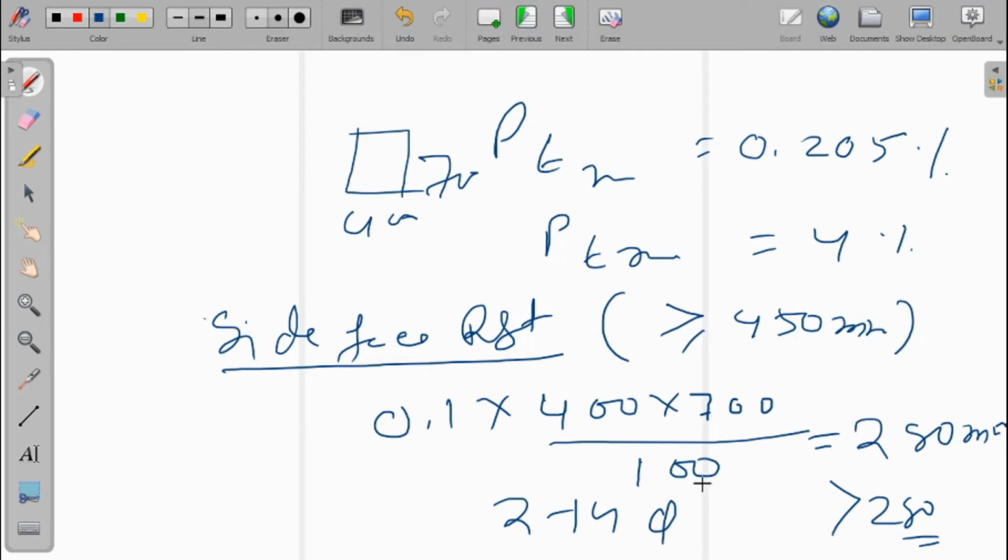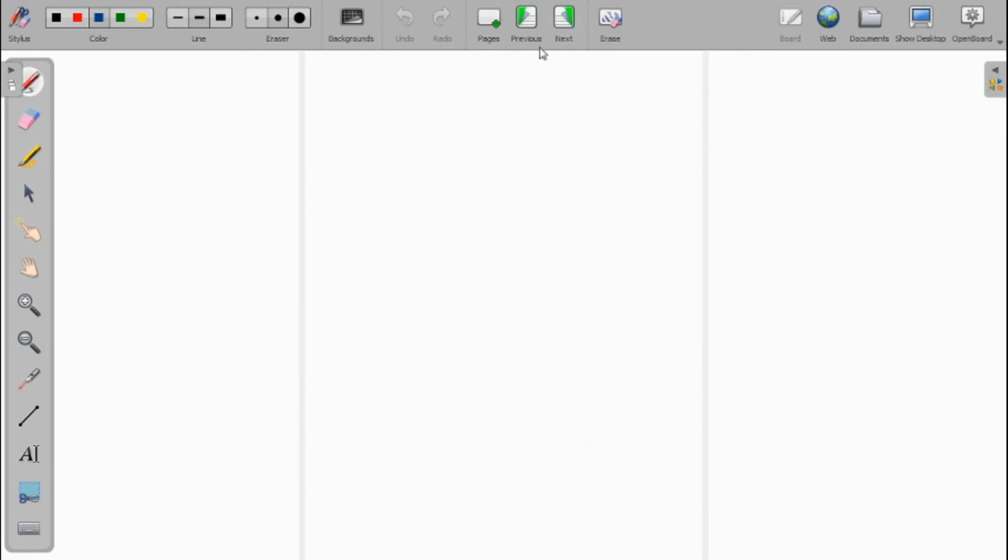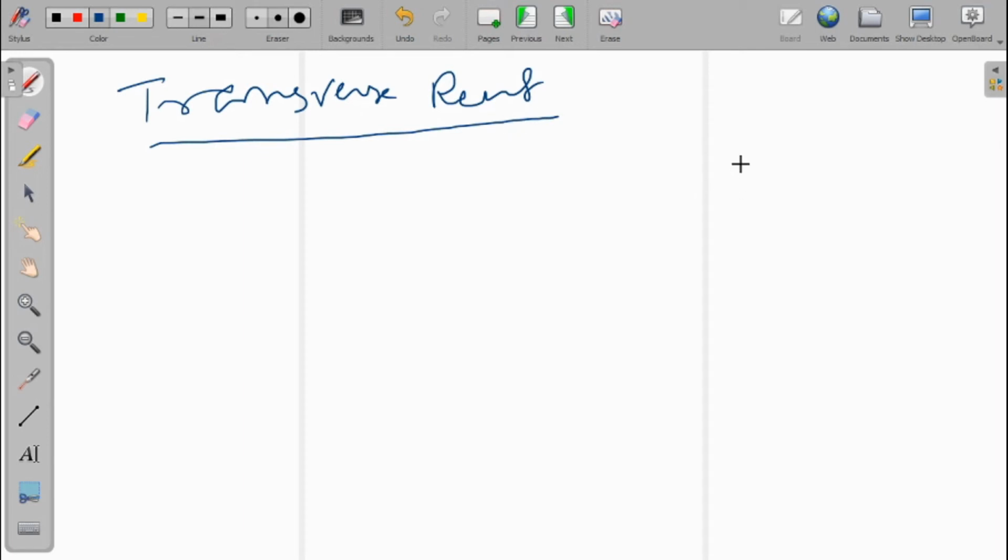Next we will go for transverse reinforcement. For transverse reinforcement, before that we have to calculate those different components, that is B1, D1 and all those things. There are some components, something is called B1 and another is called D1. What are those B1 and D1? B1 and D1 are basically the center to center distance.